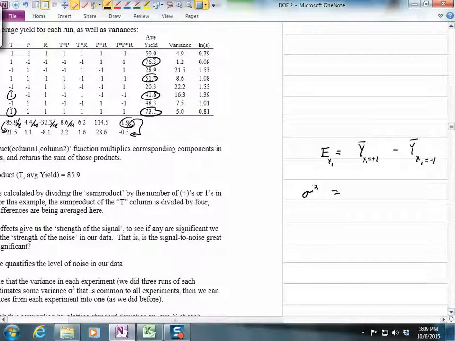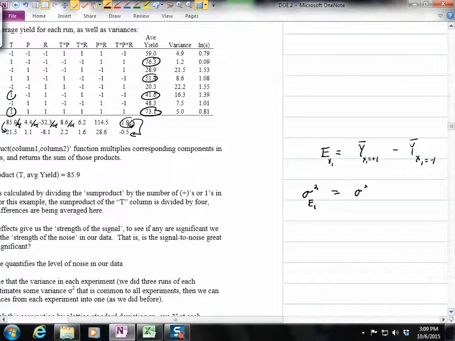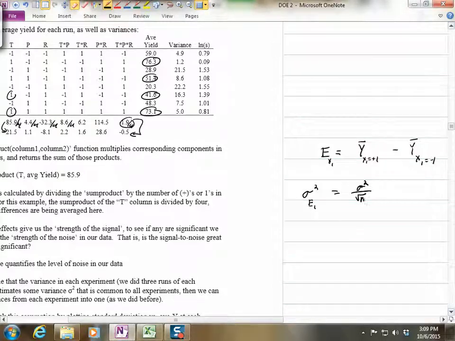So let's look at the variance of, I'll call it E1 now. So that's going to be the noise of x1 equal of that. So sigma squared, square root of n, 1.